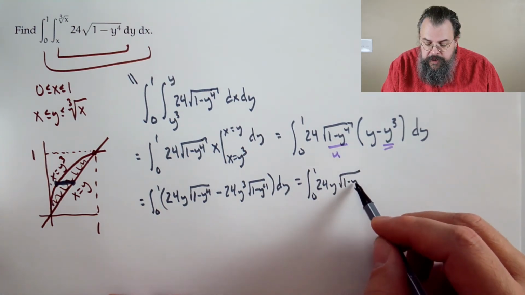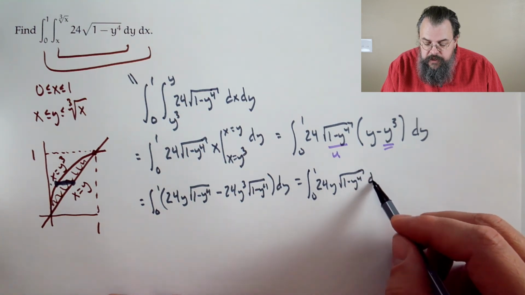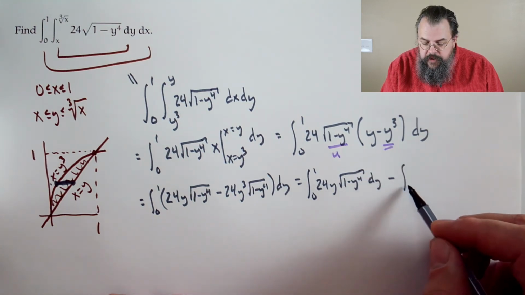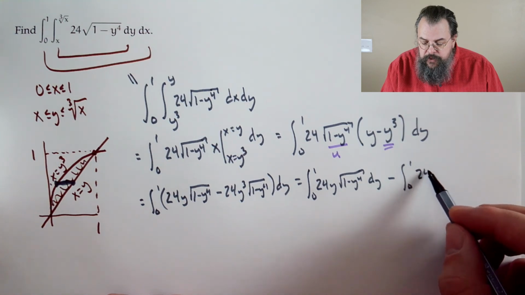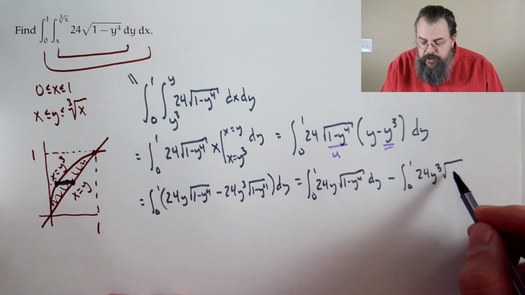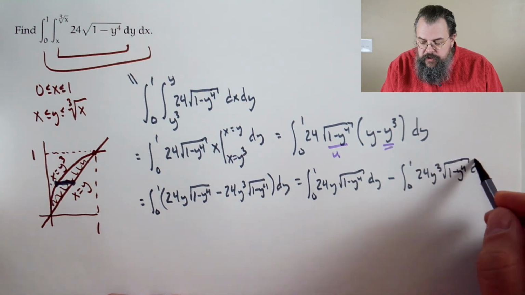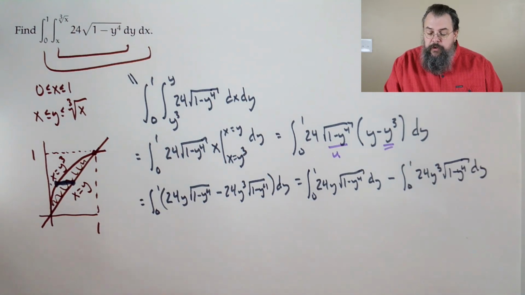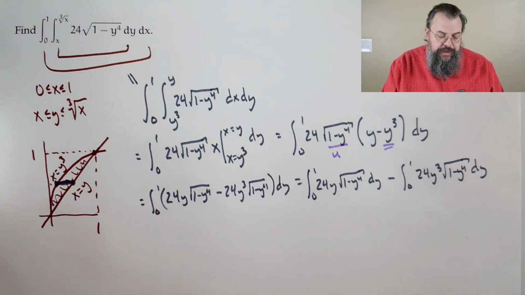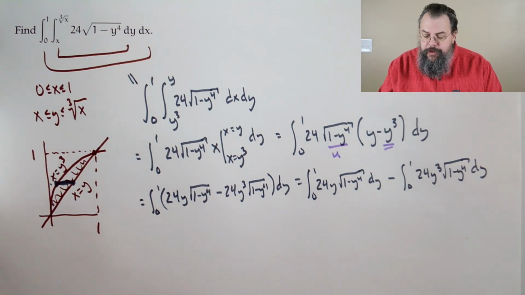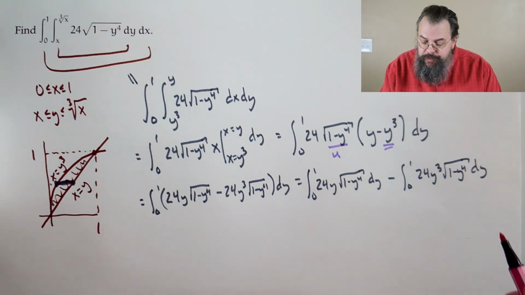24y, 1 minus y to the fourth, dy, minus the integral from 0 to 1 of 24y cubed times the square root of 1 minus y to the fourth, dy. So let's talk about our two parts. Let's do the last part, because we said, hey, this fits really well with what we think should happen.